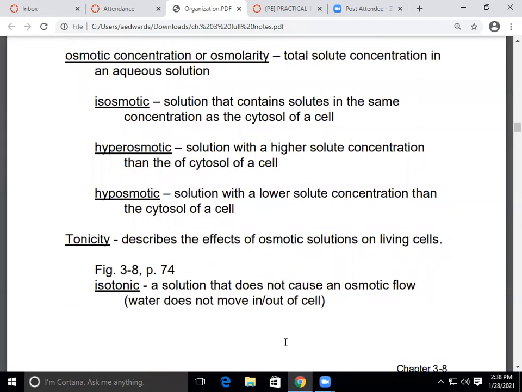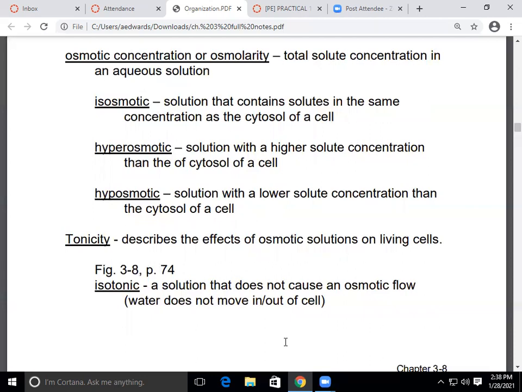Osmotic concentration and osmolarity. Okay. So basically this just means the total concentration of the solute, the stuff that's in your aqueous solution, which is a fancy term for water, right? Because what is water in Spanish? Agua, aqueous, same kind of root word, right?